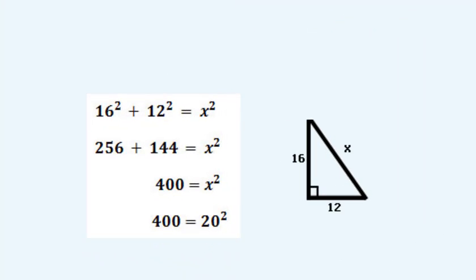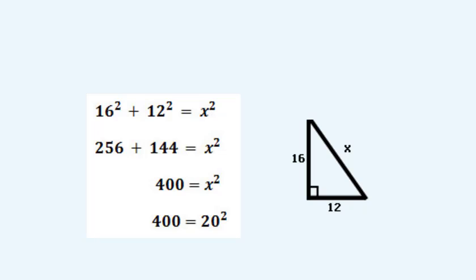Let's do a couple more problems. In this problem, find the length of the hypotenuse, or side C. In this case, it's represented by the letter x. So one side is 12, one side is 16. What's the value of the third side, the hypotenuse side? We plug in the formula. 16 squared plus 12 squared, the two sides, equals x squared.